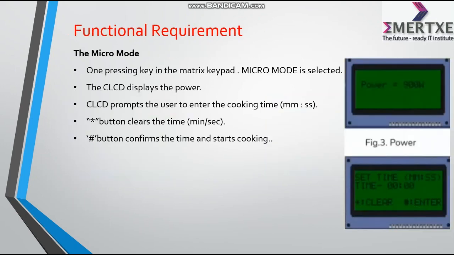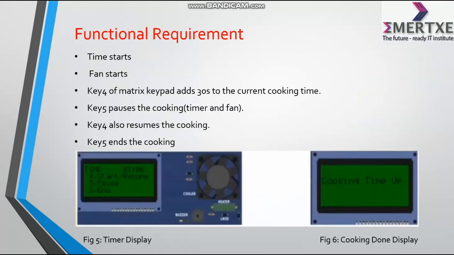Now the functional micro mode. On pressing the key of micro mode, we have 2 types of display. Firstly, we have a display of 900 watts, and then we need to set up the time, how many minutes and seconds. For star we need to clear, and for hash we need to enter. There are 2 buttons shown in the display for the micro mode.